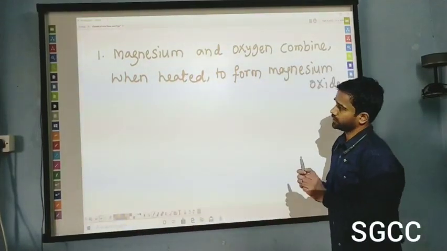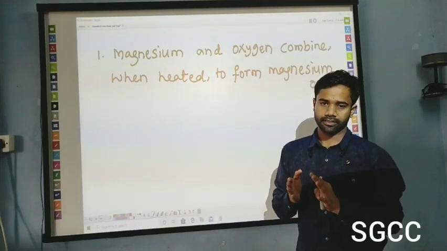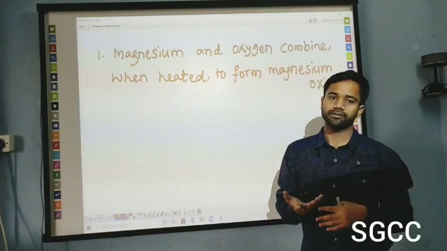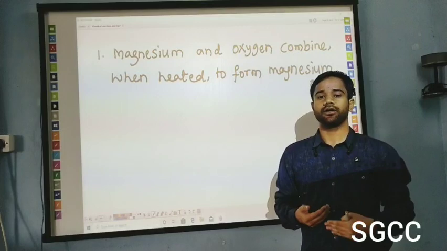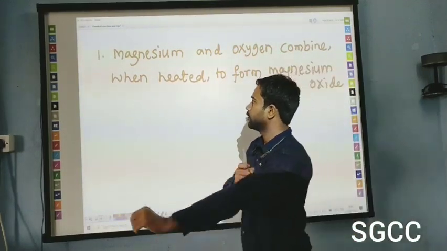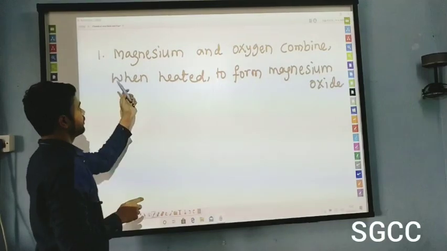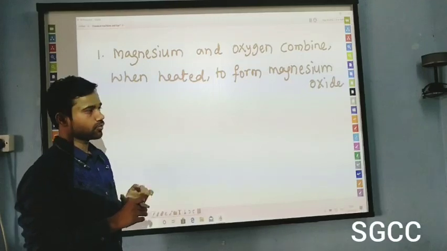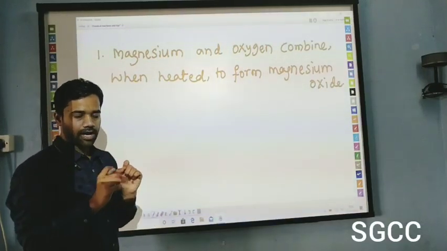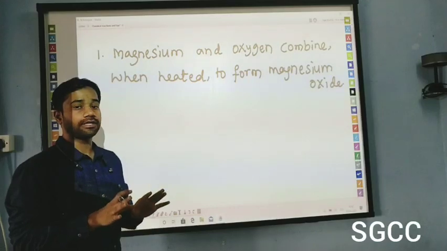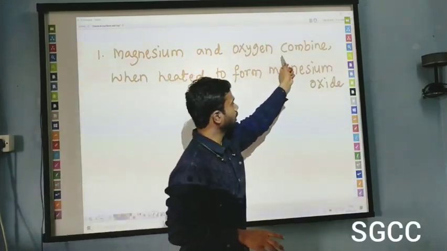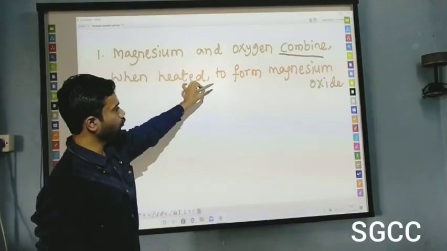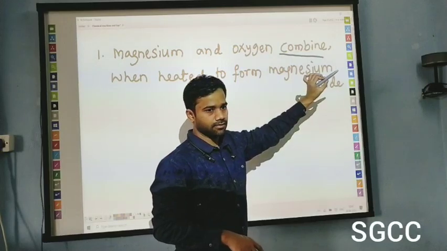In the previous class we already discussed that whenever a sentence is given to convert into a chemical reaction, after balancing it we have to determine which type of chemical reaction it is. Let's do it. Let's read the first example: magnesium and oxygen combine. So we conclude that magnesium and oxygen are the two reactants, and they are going to combine when heated to form magnesium oxide. This is our main product.